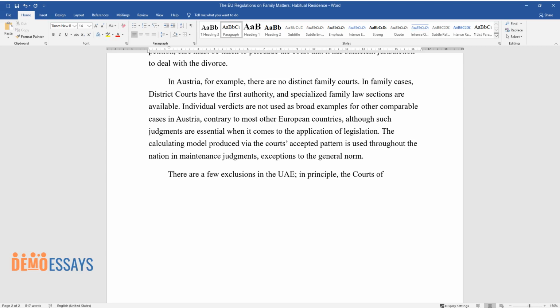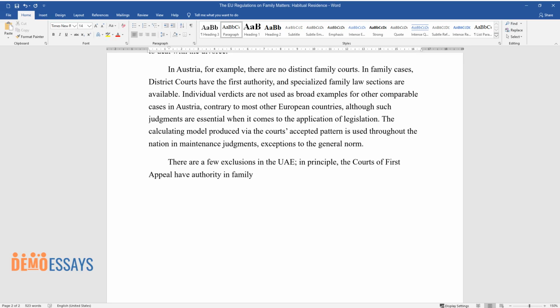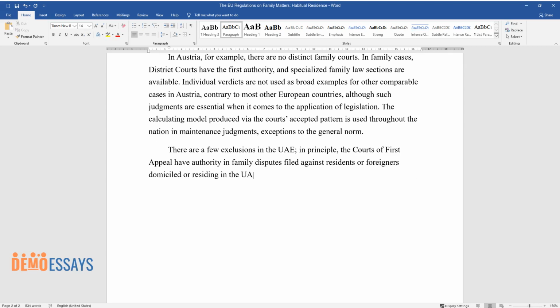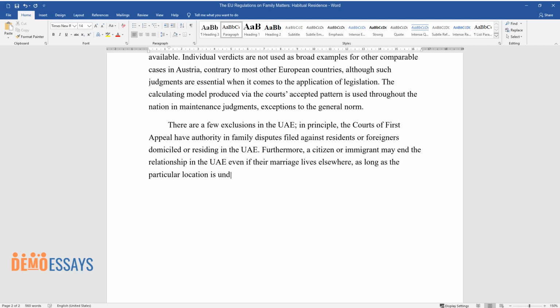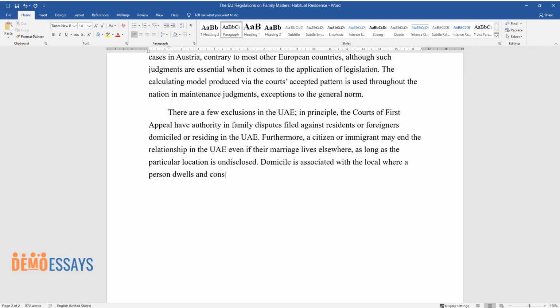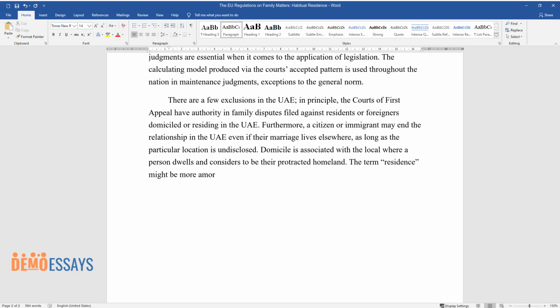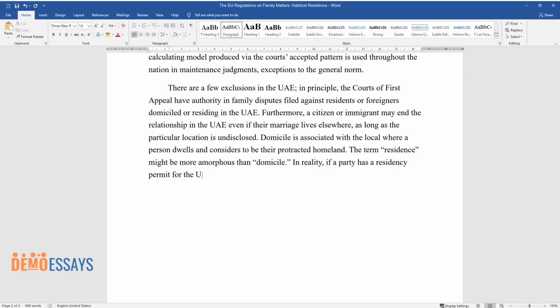In principle, the courts of first appeal have authority in family disputes filed against residents or foreigners domiciled or residing in the UAE. Furthermore, a citizen or immigrant may end the relationship in the UAE even if their marriage lives elsewhere, as long as the particular location is undisclosed. Domicile is associated with the locale where a person dwells and considers to be their protracted homeland. The term residence might be more amorphous than domicile. In reality, if a party has a residency permit for the UAE, they are considered situated or permanent in the UAE for jurisdictional reasons.